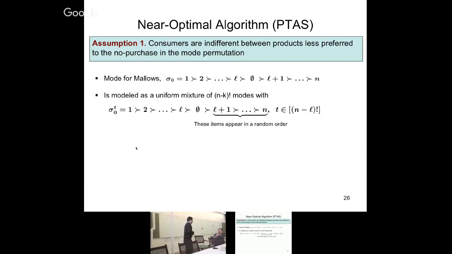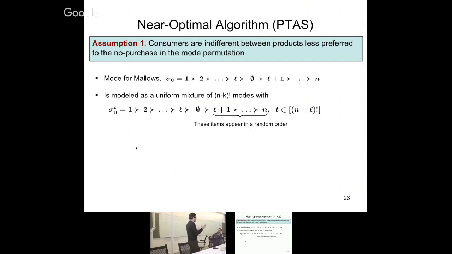I found this a bit strange because they could pick any product and make it the no purchase. They could pick product L and say that the price of product L is epsilon. So epsilon now acts as the no purchase. So the no purchase, I don't see it as being a special product.